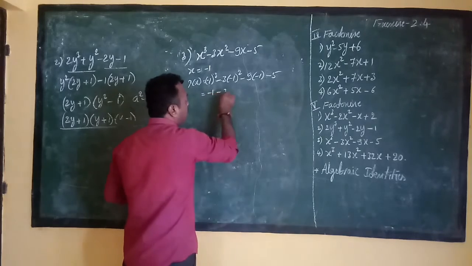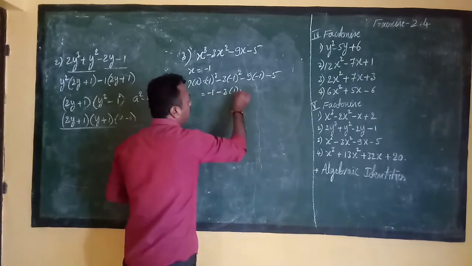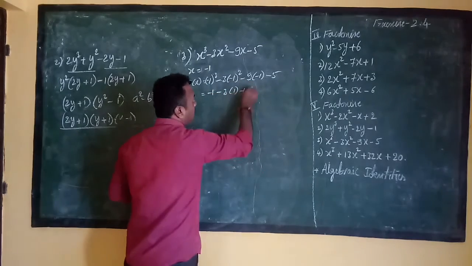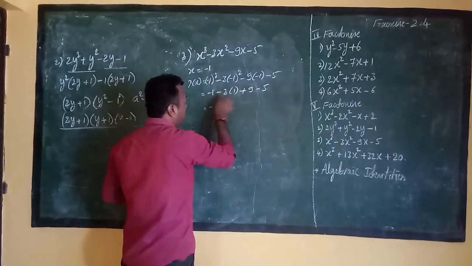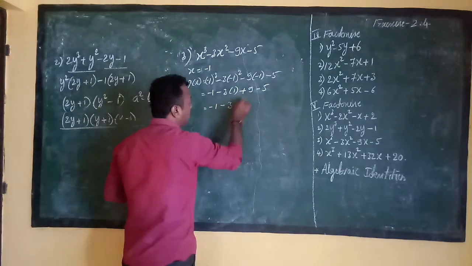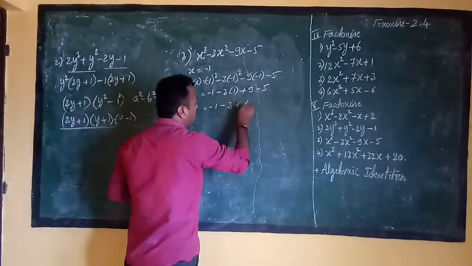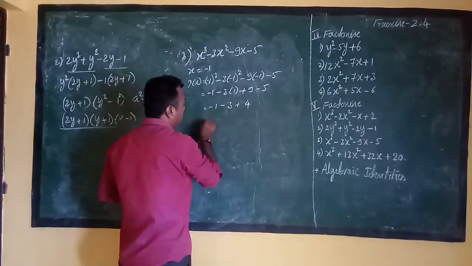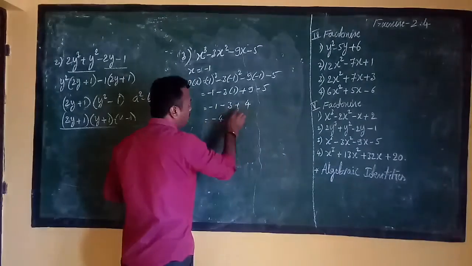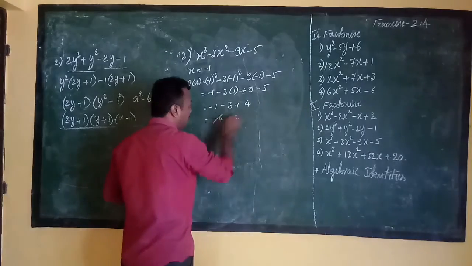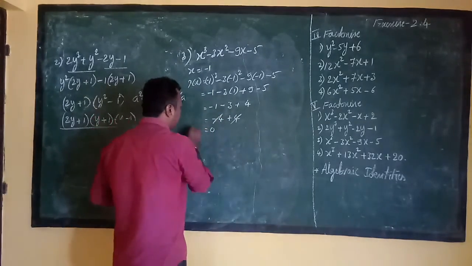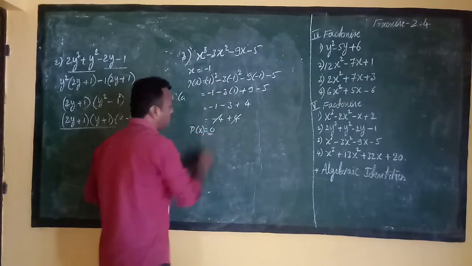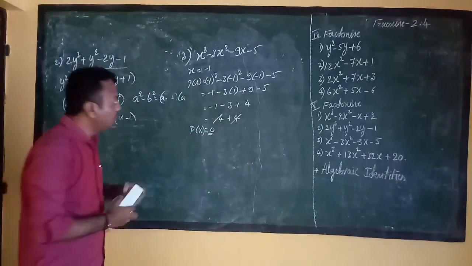Next, minus 3 times (minus 1) whole square becomes minus 3 ones, which is minus 3. Then minus 9 into minus 1, minus into minus is plus, 9 ones are 9, minus 5. So minus 1 minus 3 plus 9 minus 5. Minus 1 minus 3 is minus 4, plus 9 minus 5 is plus 4. Minus 4 plus 4 get cancelled. Therefore the remainder is 0. So p of x is equal to 0. Understand, friends? Yes.